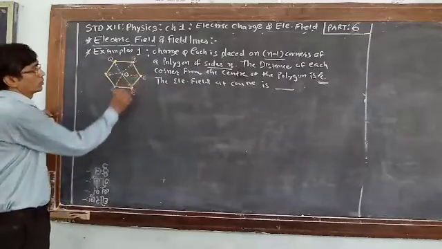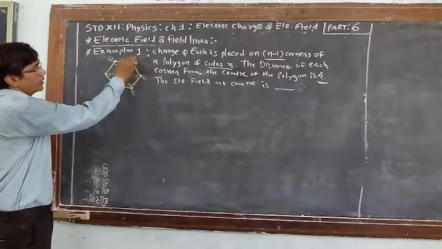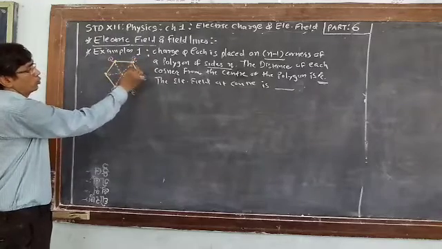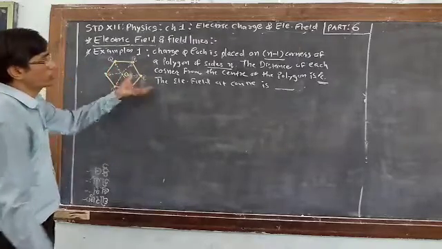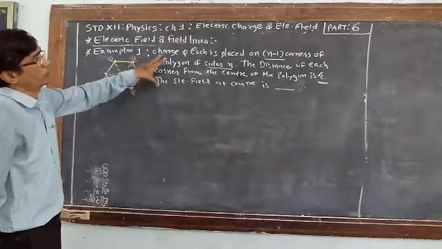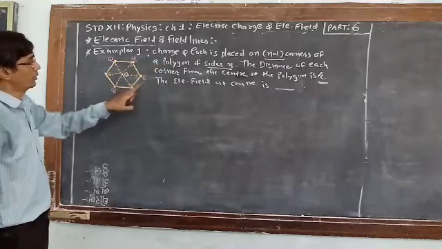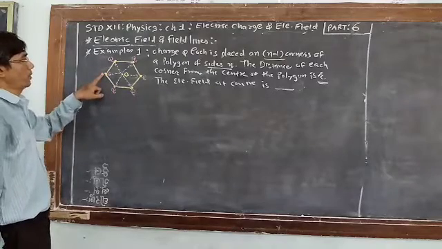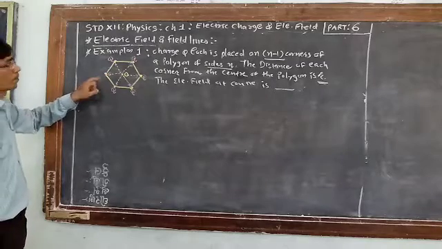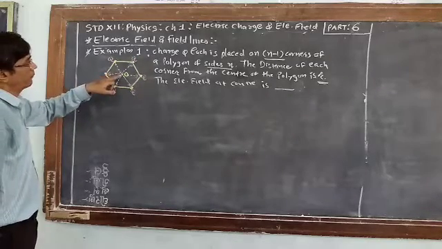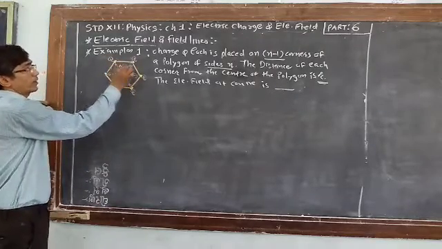So here we have taken one polygon with 6 sides: 1, 2, 3, 4, 5 and 6. You can take any other polygon also. On each corner of this polygon we have put the same charge Q, and one corner is left without a charge. So what is the electric field at the center? The distance from the center to the corner is given by r.